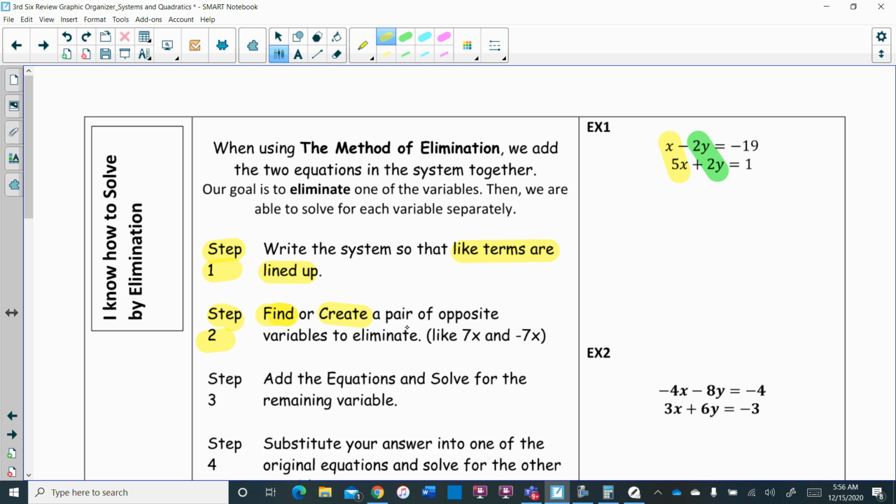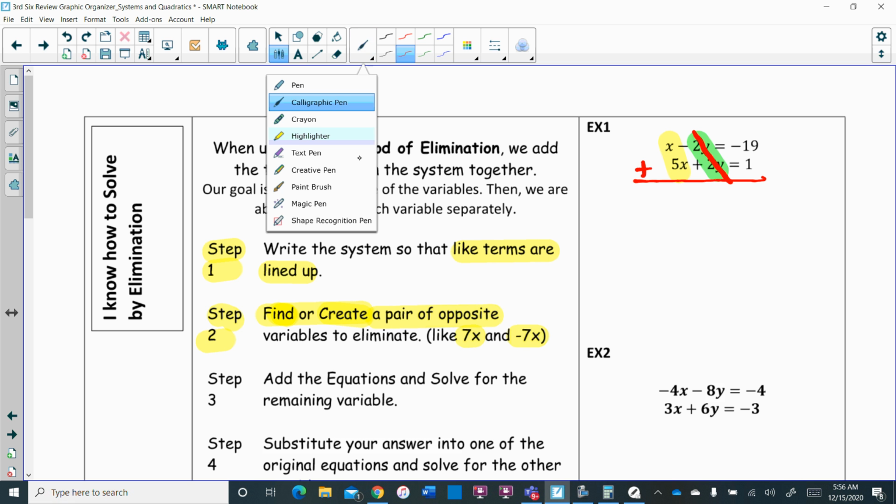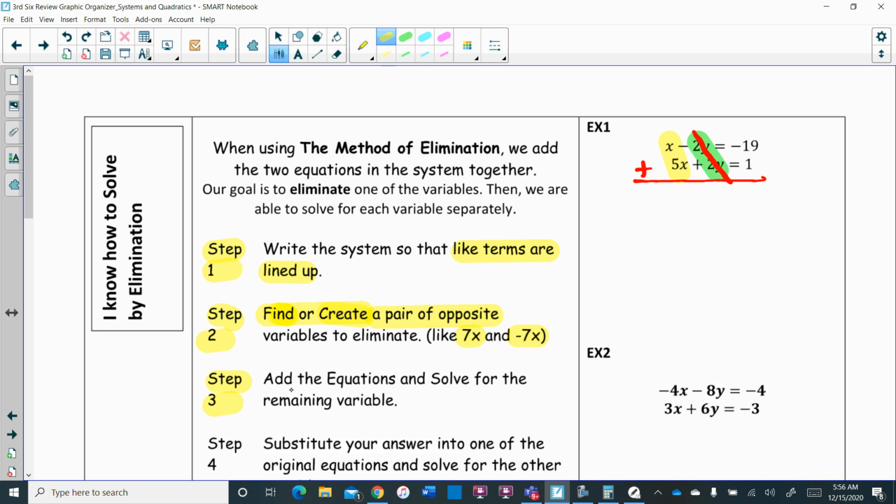Okay, find or create a pair of opposite terms. And here's your example, like 7x and a negative 7x. So right off the bat on this one, I have opposite terms with my y's because I have a negative 2y and a plus 2y. So I have a pair of opposite terms, so we're going to add them to eliminate them. That's what step 3 says. It says right here, add the equations and solve for the remaining variable. So when we add, it eliminates that variable.